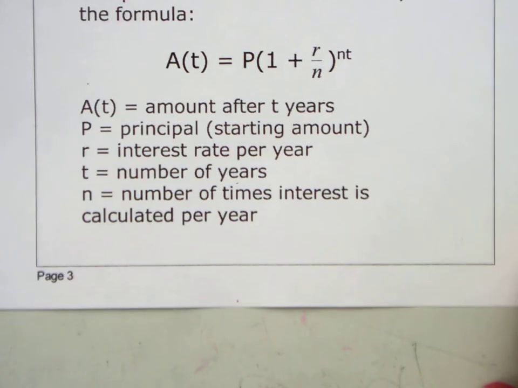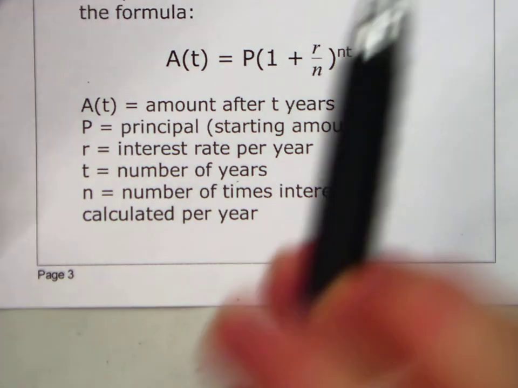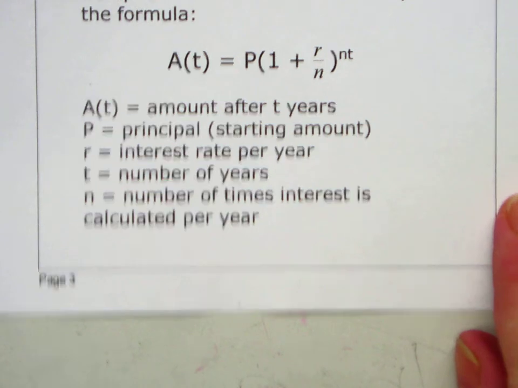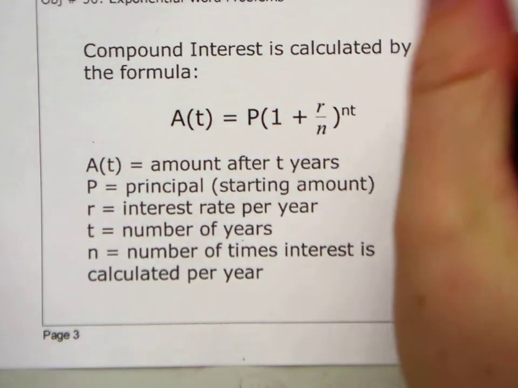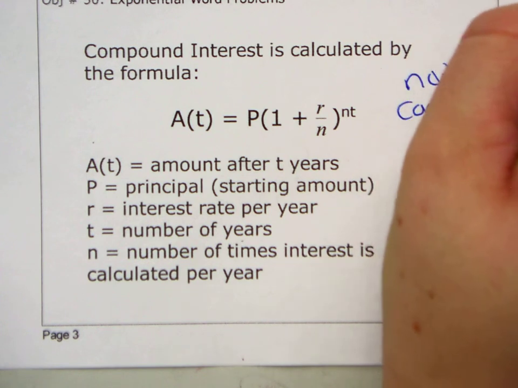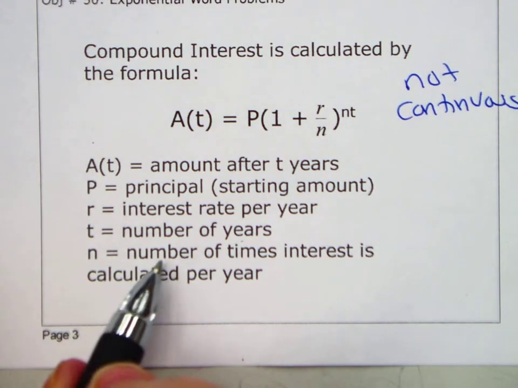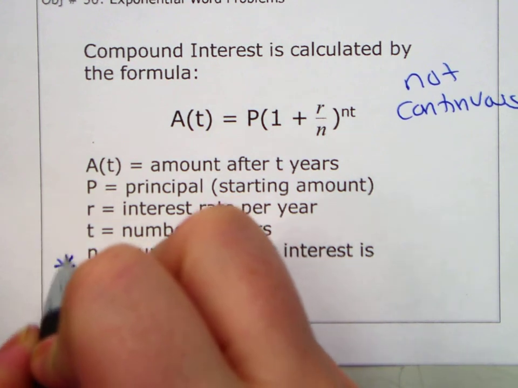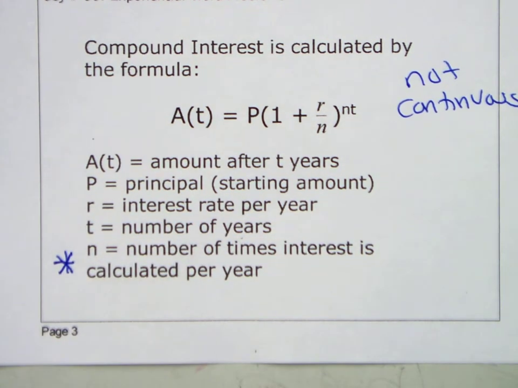All right, so this is the formula when it's compounded interest that is different. It's not continuous. It's going to tell you in the problem the number of times interest is calculated per year. So the n is the thing that changed, right? So write that formula down.